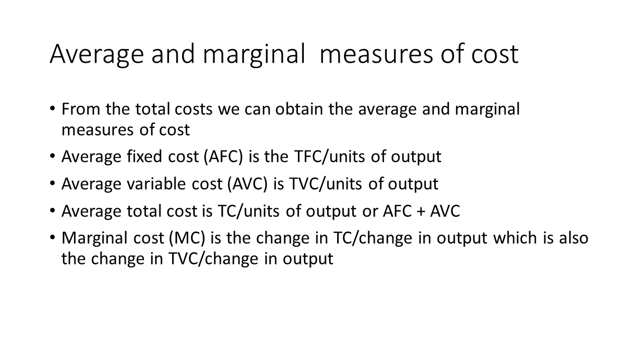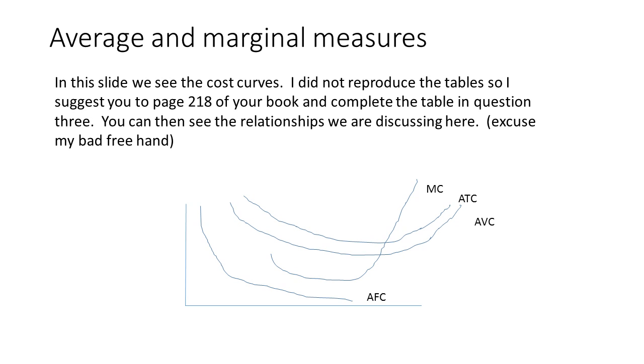Average total cost is TC divided by the units of output, or AFC plus AVC. In other words, I can either just add the 2 averages together, or I can take the total cost divided by the number of units. Marginal cost is a change in total cost divided by change in output, which is also the change in total variable cost divided by the change in output. So here we see the average and the marginal measures and their relationship.